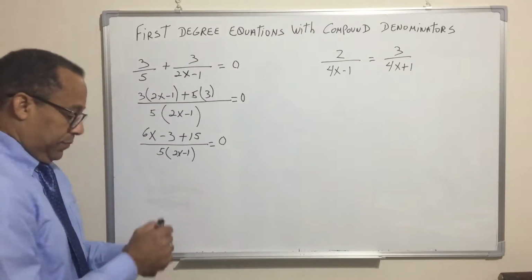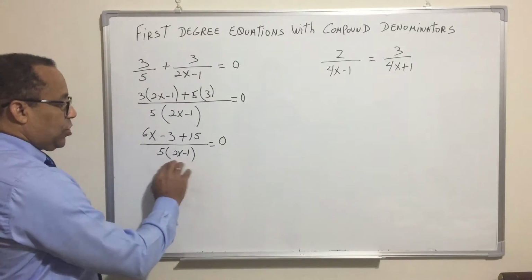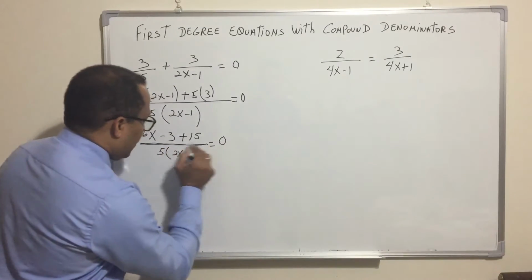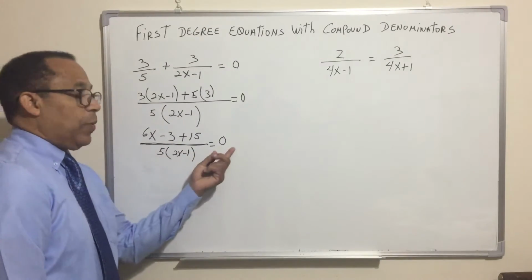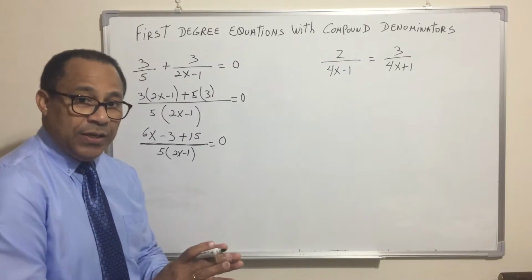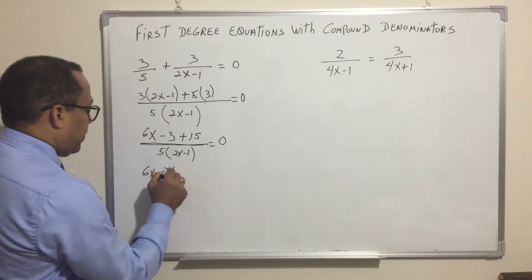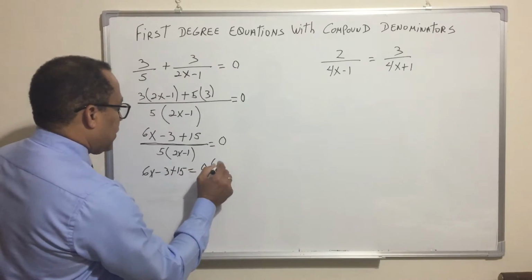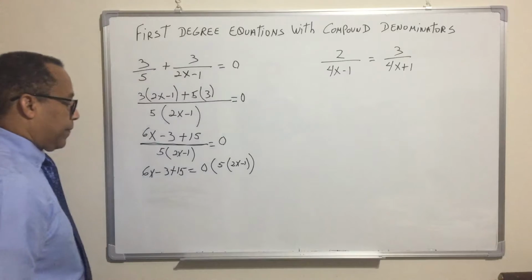Next step, the denominator goes multiplying. We change the denominator to the right side since the denominator obviously is dividing, that's division, and we move the denominator to the right multiplying. So this denominator we multiply by the 0, and whenever you multiply times 0, the result will be 0. So this is 6x minus 3 plus 15 equals 0 times 5 times 2x minus 1.